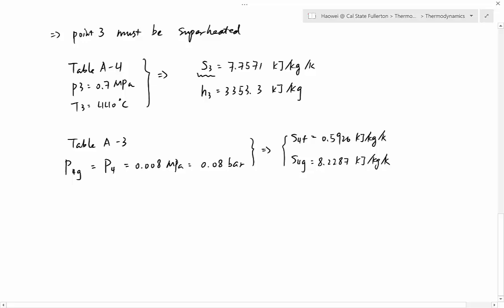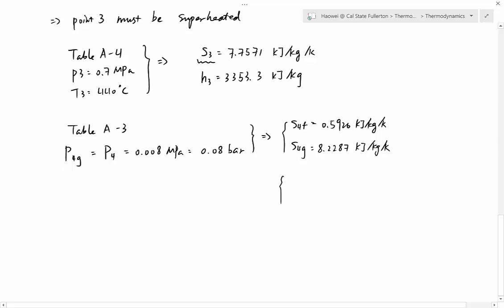And also write down enthalpies, H4F and H4G.